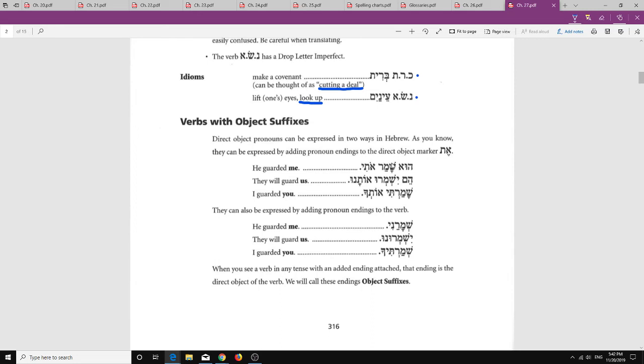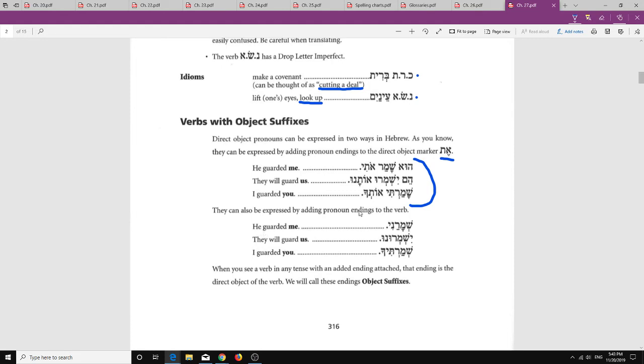Okay, well, so getting on to the lesson now. We'll be talking about verbs with object suffixes. So, direct object pronouns can be expressed in two ways in Hebrew. We've already learned one way, and that is with our direct object marker with a pronominal suffix. So, hu shamar oti, so he guarded me. Hem yishmru otanu, they will guard us. Shamarti otka, I guarded you. Okay, so we're already familiar with this.